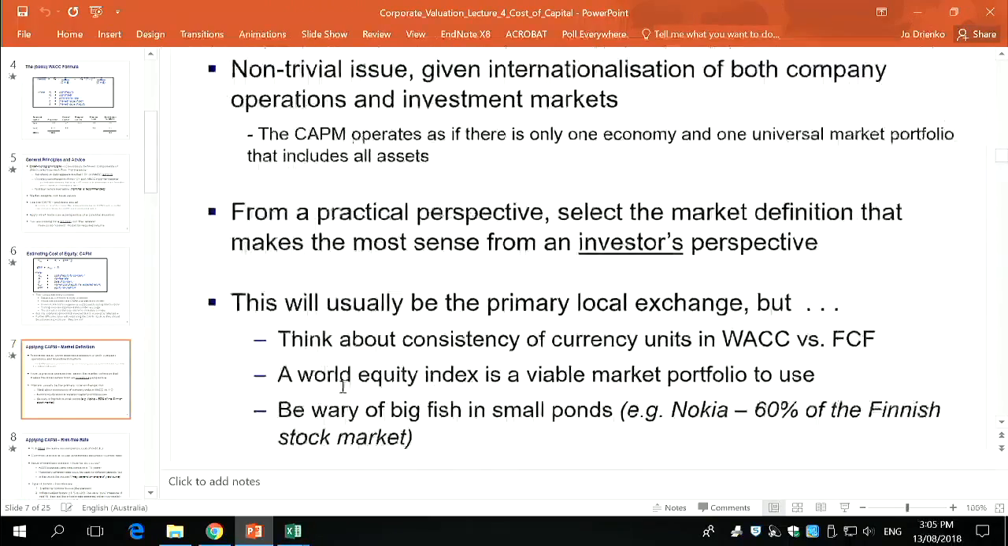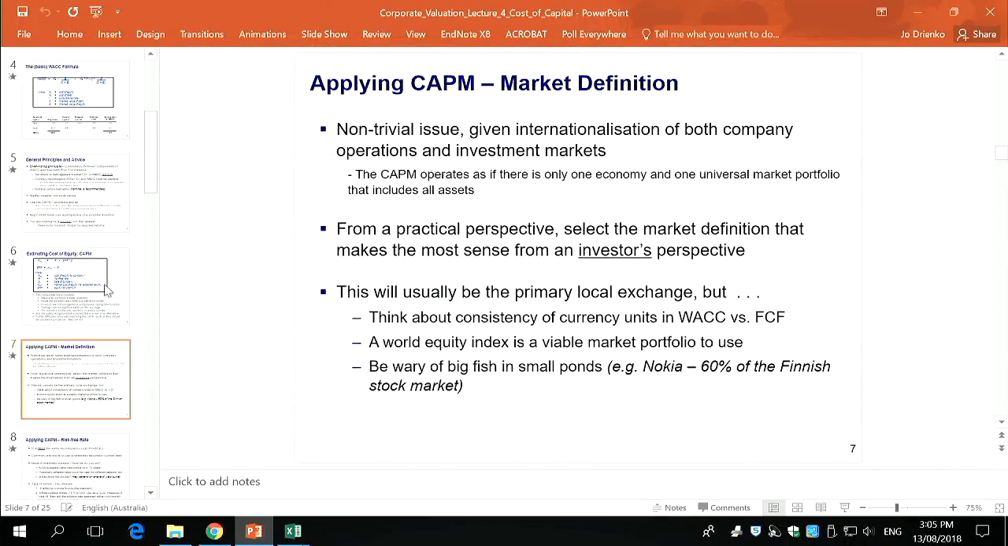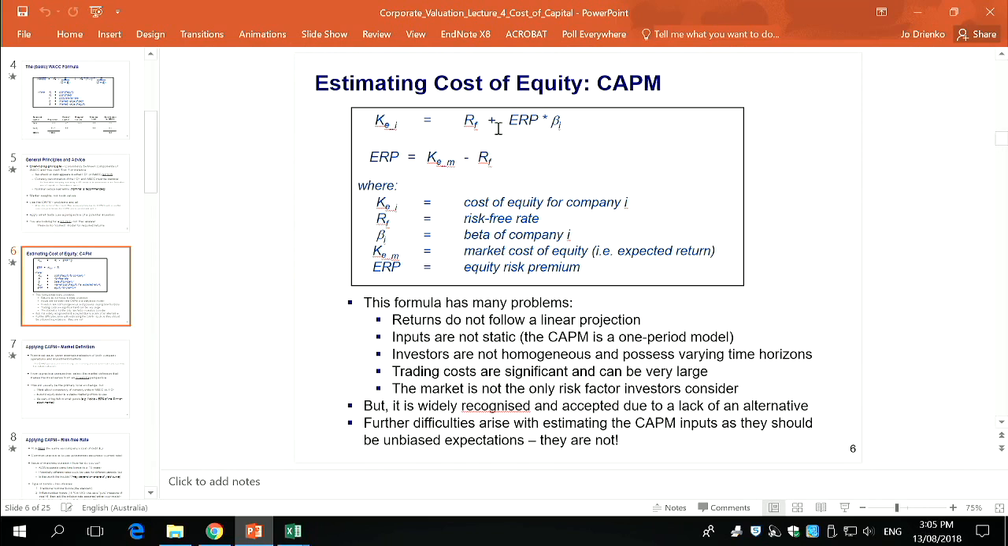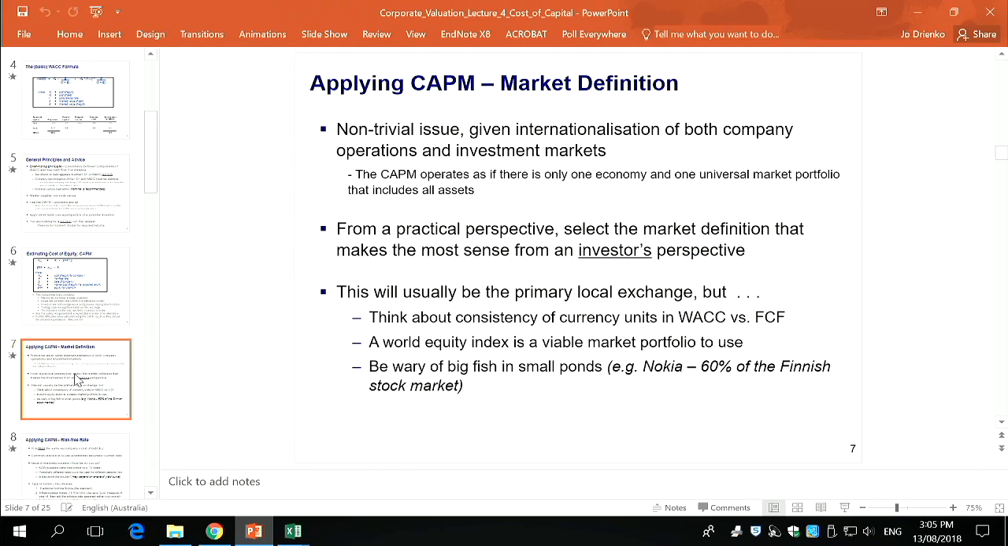So let's have a look here. First, let's start talking about the market definition. What is the market portfolio? The CAPM requires us to nominate a market portfolio. And that is not always trivial.